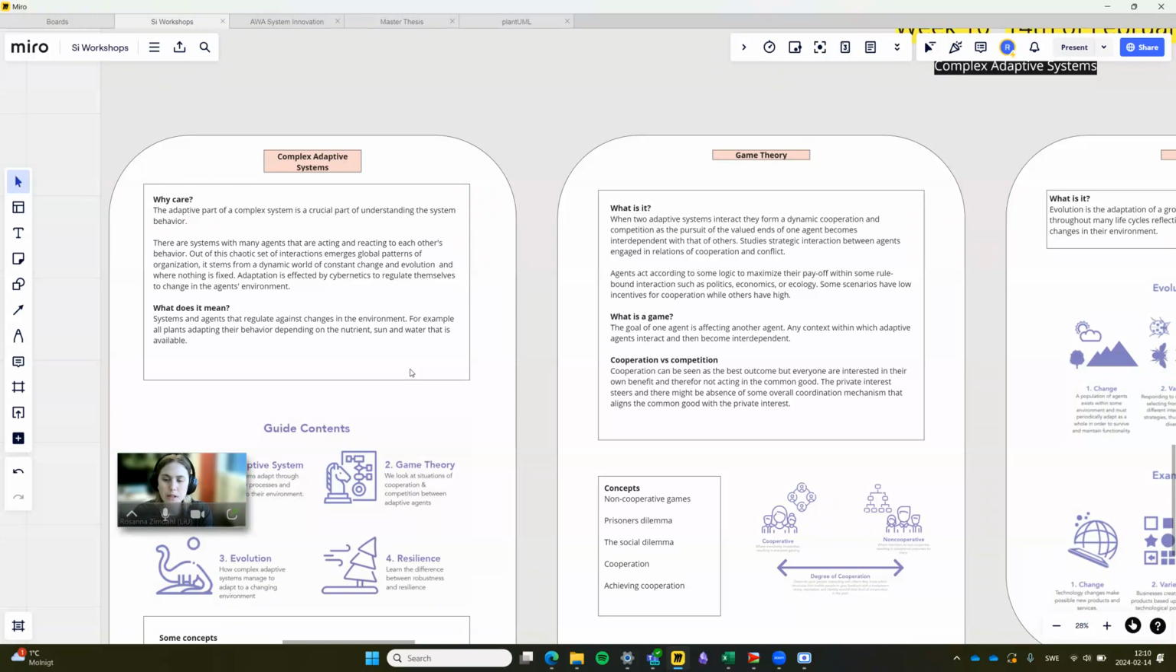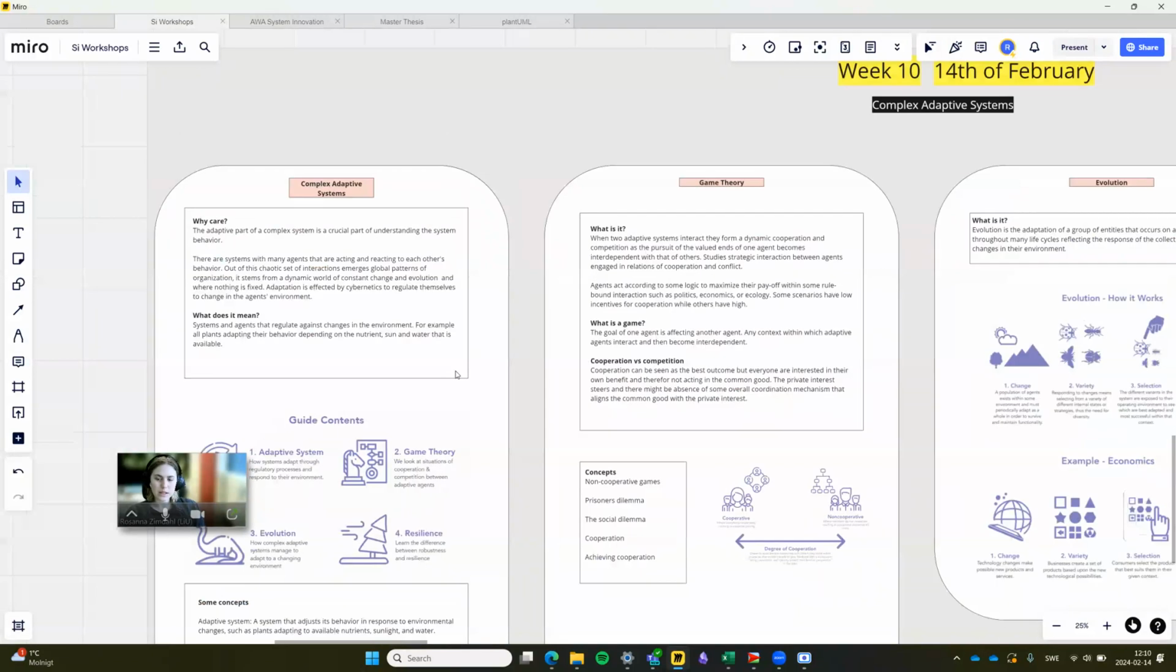For example, a tree will change depending on how much water is in the soil and how much nutrients there are, so it will change its growing pattern, and the forest will change depending on the circumstances and which animals are there and so on.